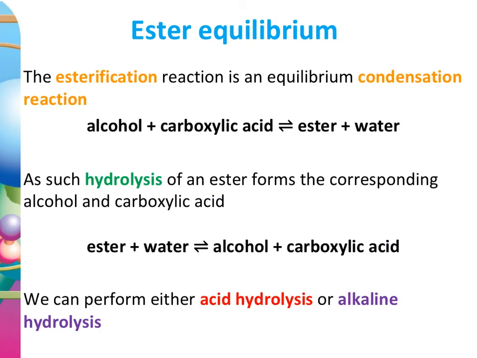Okay, so now, thinking about the equilibrium as an equilibrium, we saw that if we looked at it in the direction of alcohol plus carboxylic acid goes to ester and water, that was an esterification reaction and that was a condensation reaction. But something to bear in mind with any equilibrium reaction is that they are going forwards and backwards. So we can simply reverse the equation and it's still an equilibrium equation. So this time we're looking at it, if you go towards the bottom, as an ester plus water goes to alcohol plus carboxylic acid. It's exactly the same as what's above.